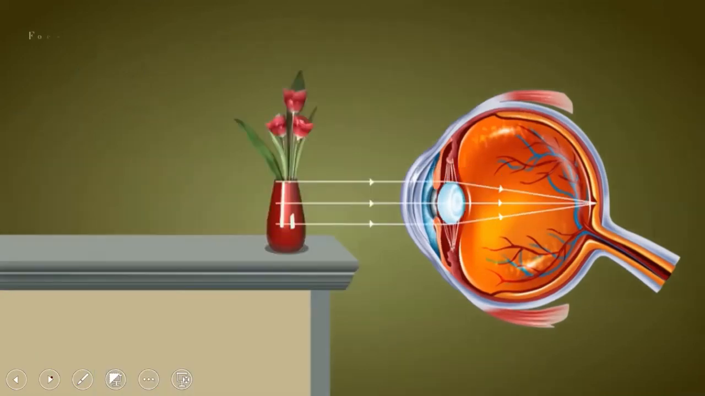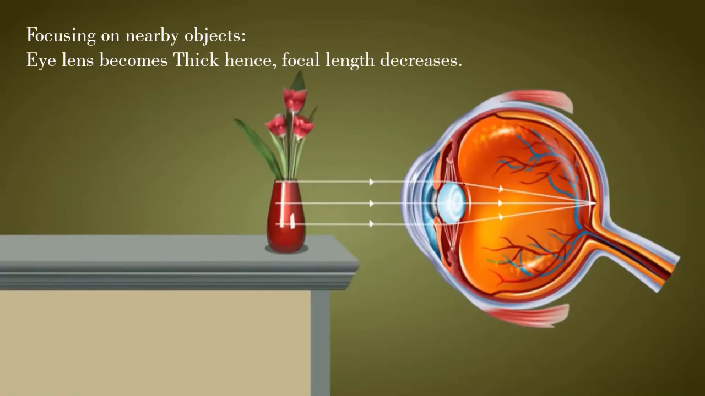On the contrary, when we have to focus on nearby objects, the eye lens becomes thick. Can you see this? The eye lens is becoming thick. So if this is a thick lens, if you observe, it is a part of a smaller circle, and your focal length decreases. Okay. For nearby objects, focal length decreases, and the eye lens becomes thick.